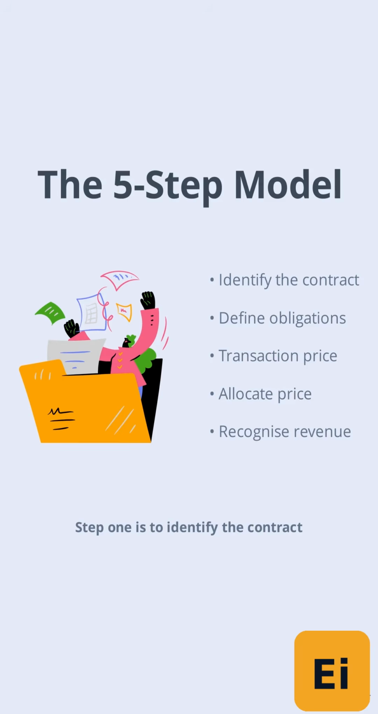Step 1 is to identify the contract, which could be written, oral, or even implied as long as it has commercial substance and collectibility is probable. Step 2 is to identify performance obligations. These are distinct goods or services promised to the customer.